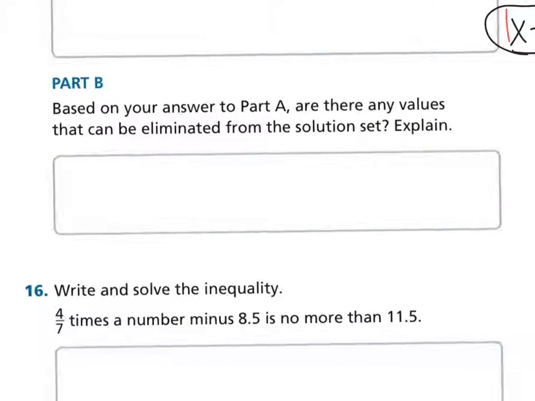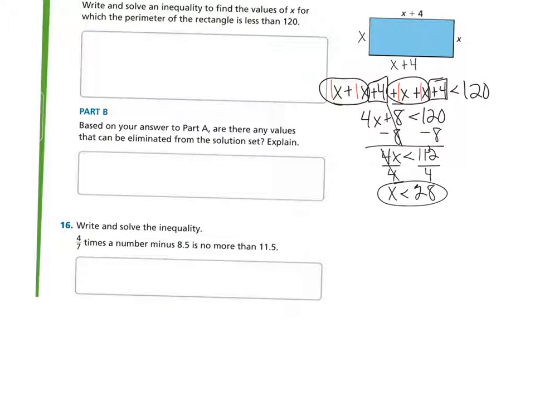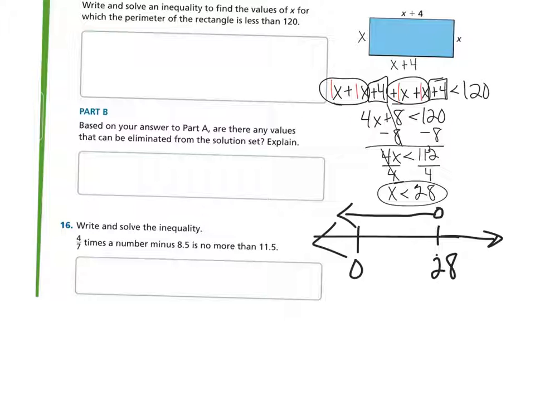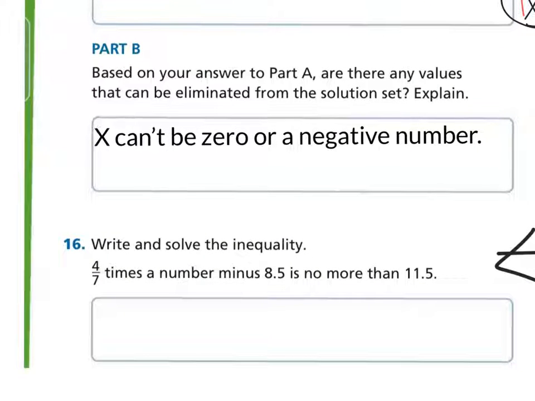Part B, it says, based on your answer to part A, are there any values that can be eliminated from the solution set? So if you think about it, if we say less than 28, if we graphed that, technically we're saying an open circle at 28 going to the left. But the deal is we can't have side length that's either negative or 0. So that would be kind of our restriction for part B. Okay, so realistically, that's what's going on with that part.